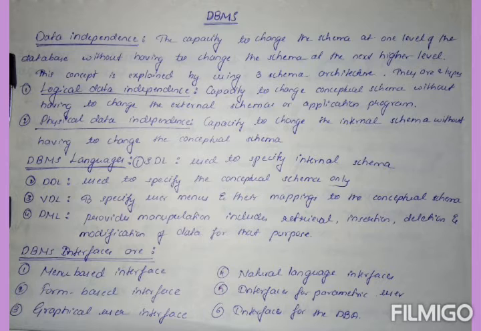First one is a menu based interface, second one form based interface, third one graphical user interface, fourth one natural language interface, fifth one interfaces for parametric users, and sixth one is interfaces for the DBA.